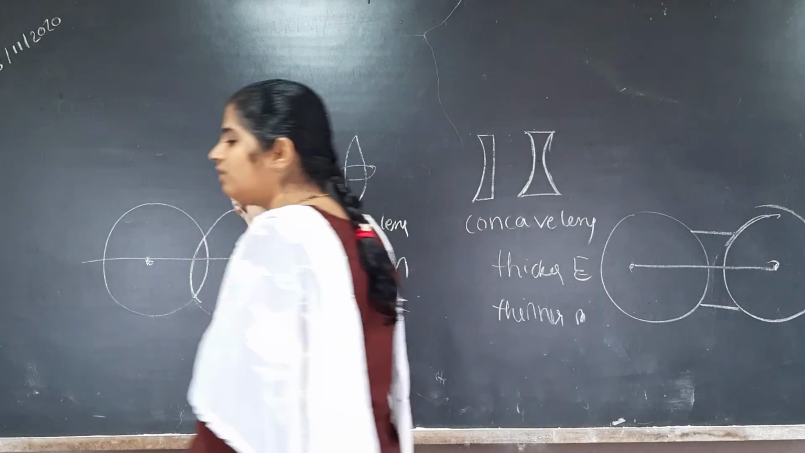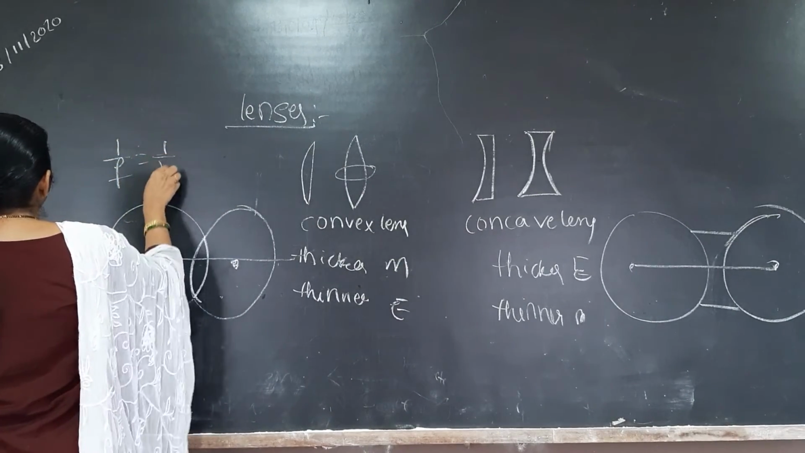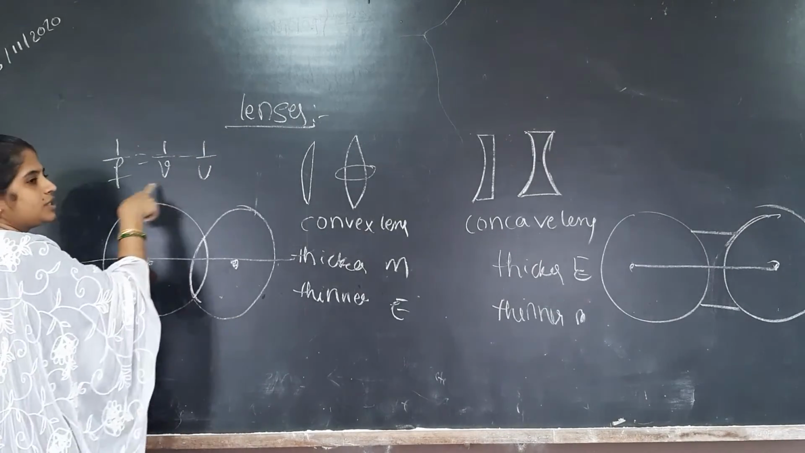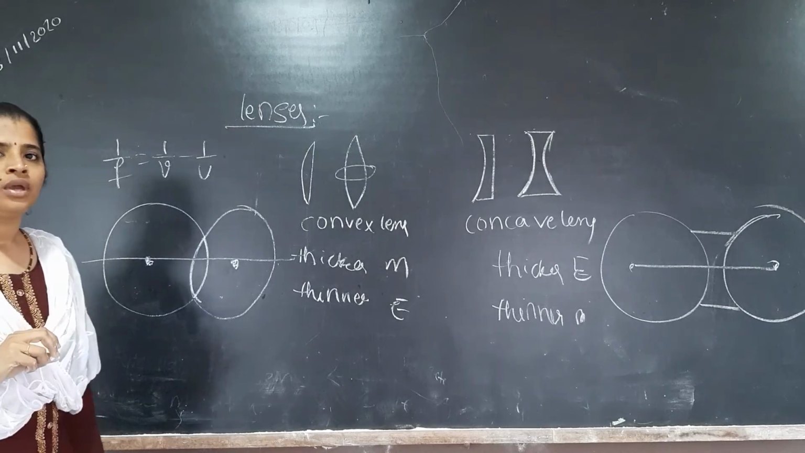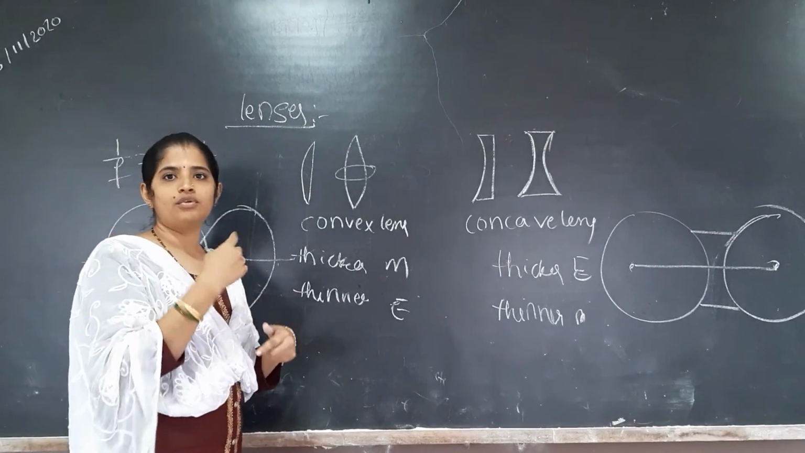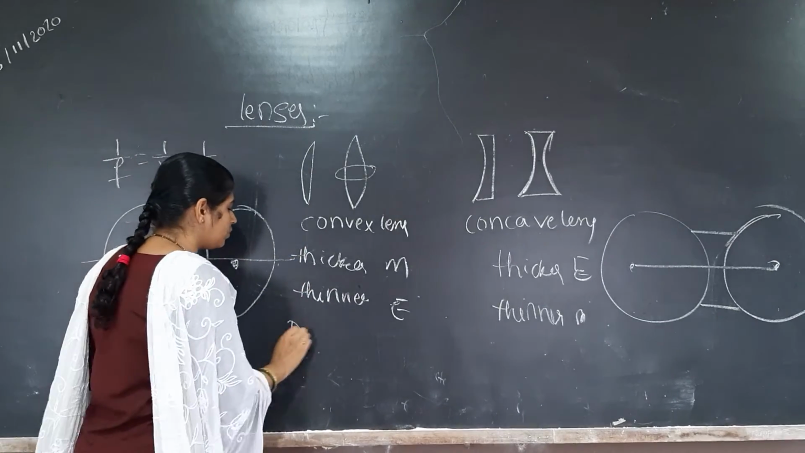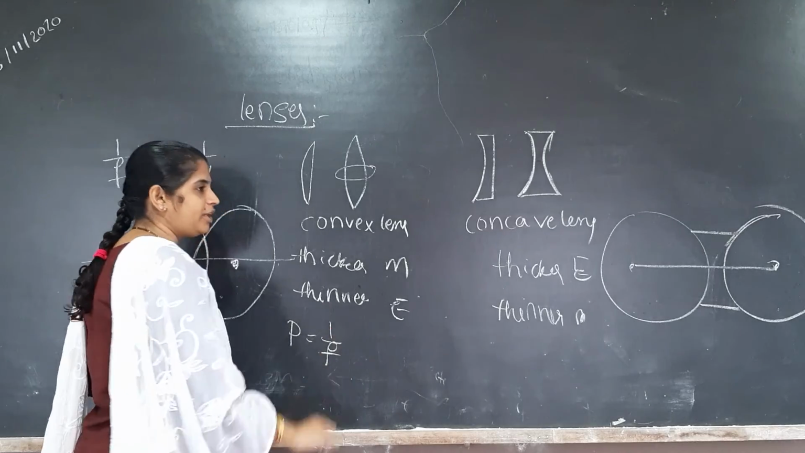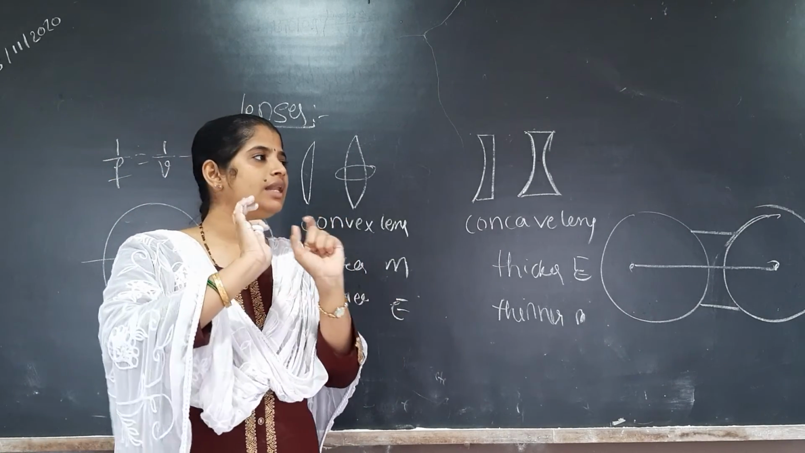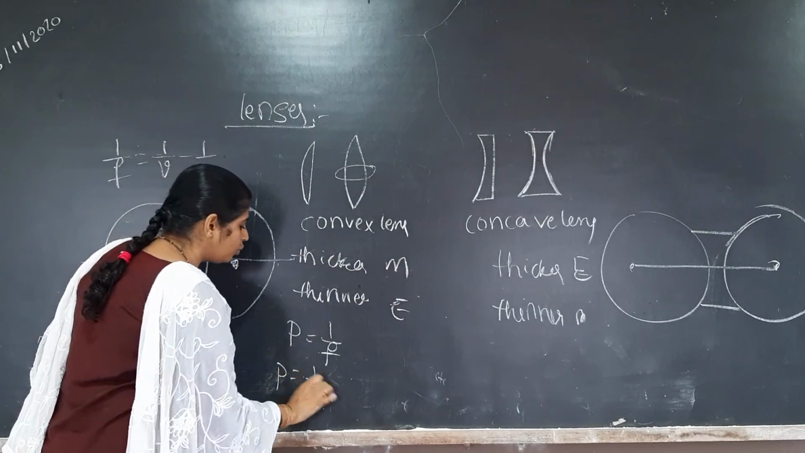And the lens formula is 1 by f is equal to 1 by v minus 1 by u, where u is the object distance and f is the focal length. The relation between power and focal length is the same as for a mirror. Power is defined as P is equal to 1 by f. If you are using many thin lenses, then the power will be P is equal to 1 by f.